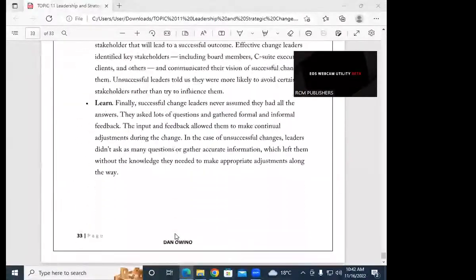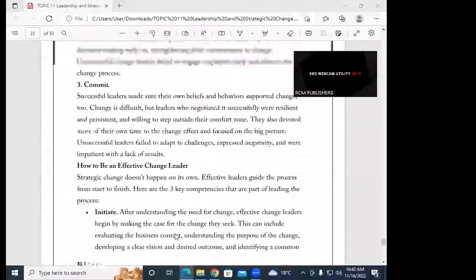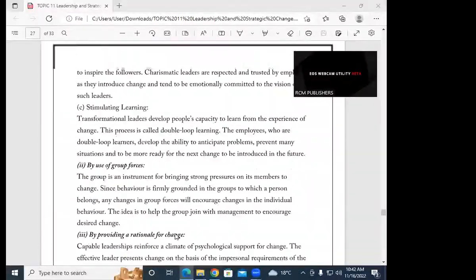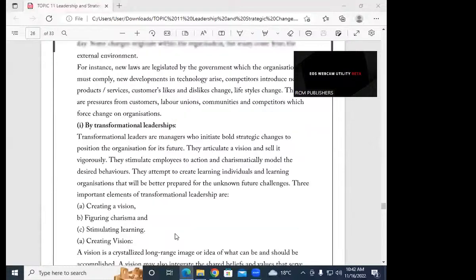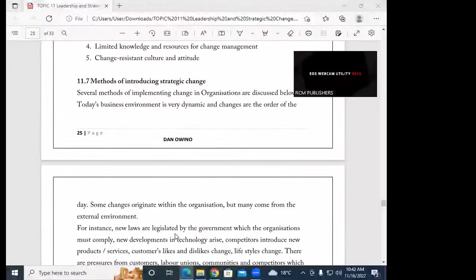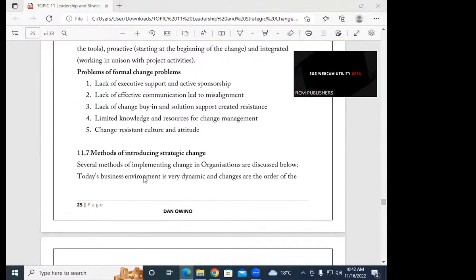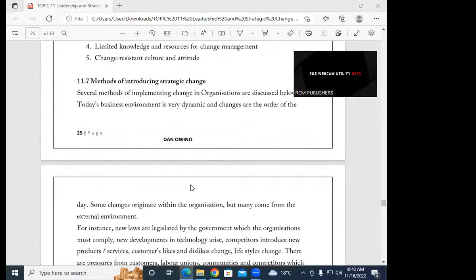So I want to finish up this part. You can look at what we consider to be important and the lesser important. Much of it is repeated in this process of change management. So maybe you can look at these methods of introducing strategic change. There are several methods of implementing change in an organization, as discussed below.